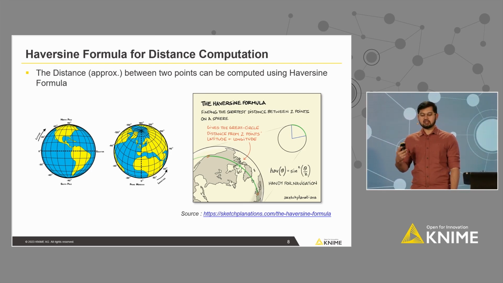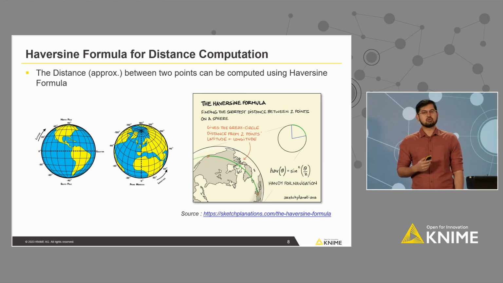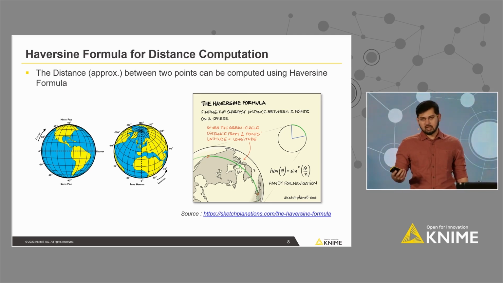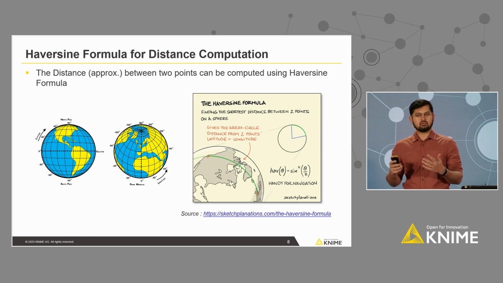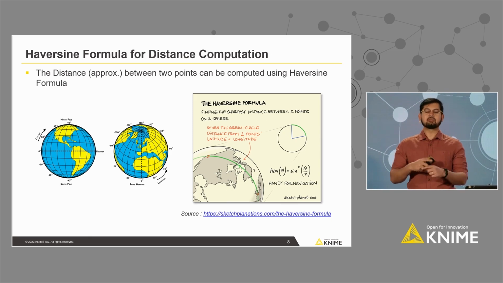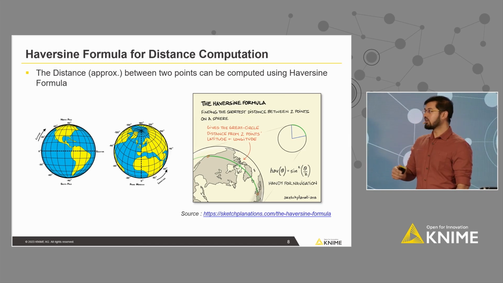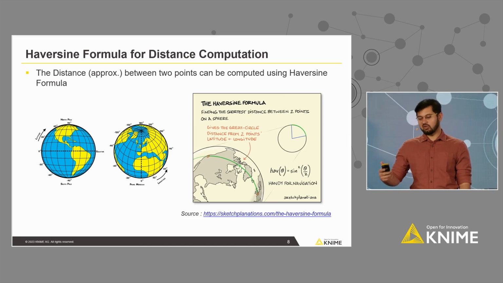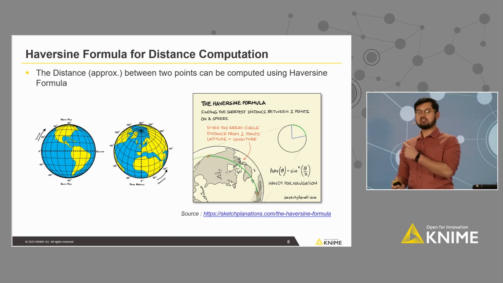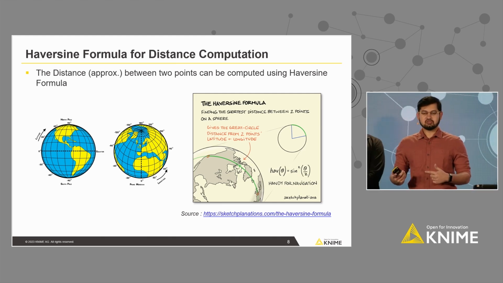And I know that there's a Haversine formula, which is used in many navigation apps and even Google Maps to estimate the distance between two geographical locations. Now, we're not going into the discussion of how this formula was derived, but I'm going to use this formula that I'm showing on the screen right now in my analysis.